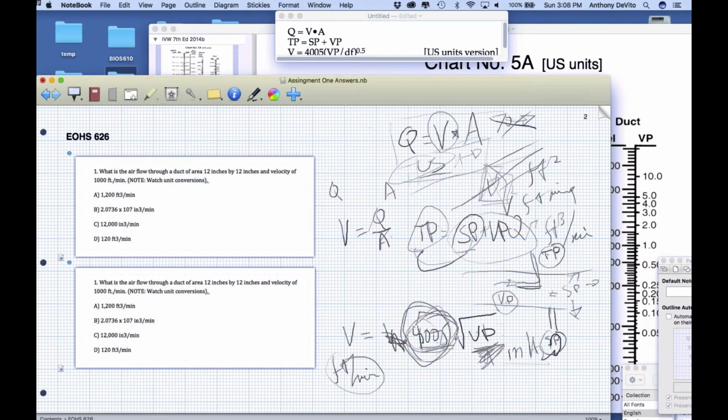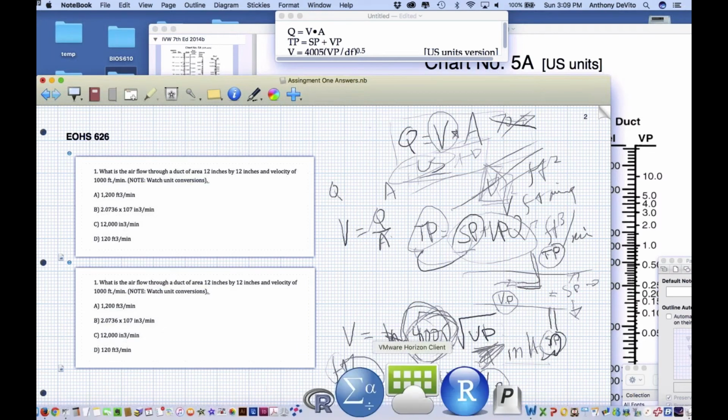In this case, we can square both sides. So if we square the velocity, it's equal to 4,005 squared times the velocity pressure. We have to square that also, so we square both sides. Then divide by 4,005 squared. So we can actually isolate the velocity pressure if we know what the velocity is. We can actually calculate it.